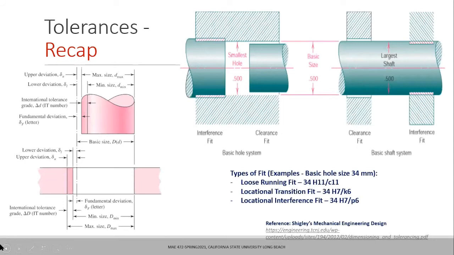And before we actually go and understand the details about the rolling contact bearings, let's just recap our tolerances. So we have seen this slide many times now, and now you actually know how to calculate the minimum and the maximum size for the shaft and the hole.